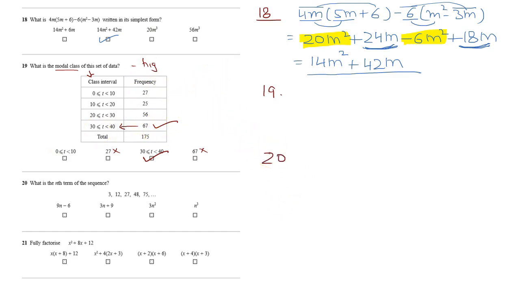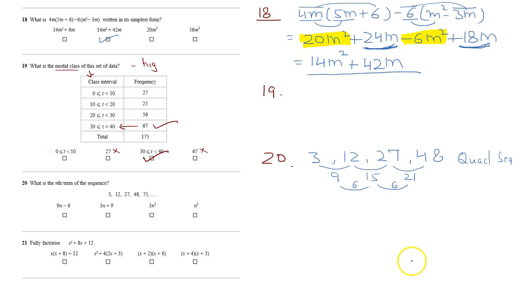Question number 20. What is the nth term? This sequence, if you subtract it, 12 minus 3 is 9. 27 minus 12 is 15. This is 21. If you subtract again, this will be 6. 21 minus 15 is 6. So this is a quadratic sequence.